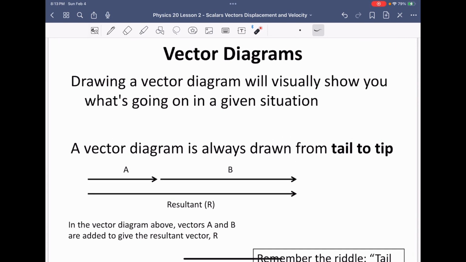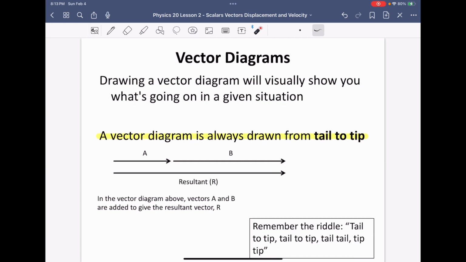All right, now, when we look at vector diagrams, a massive thing in Physics 20, drawing a vector diagram will visually show you what's going on in a given situation. The big thing we need to take away from this, and I would highly recommend highlighting this, is that a vector diagram is always drawn from tip to tail, meaning when you start with one vector representing maybe the first leg of a journey or first part of a journey, you're going to draw that first vector, let's call it vector A for the example, and then if there's another vector, we're going to stack it where the tail matches the first tip. And so this tip to tail vector addition gives us an overall resultant or overall magnitude of what's happening with its given direction. So be really looking out for this.